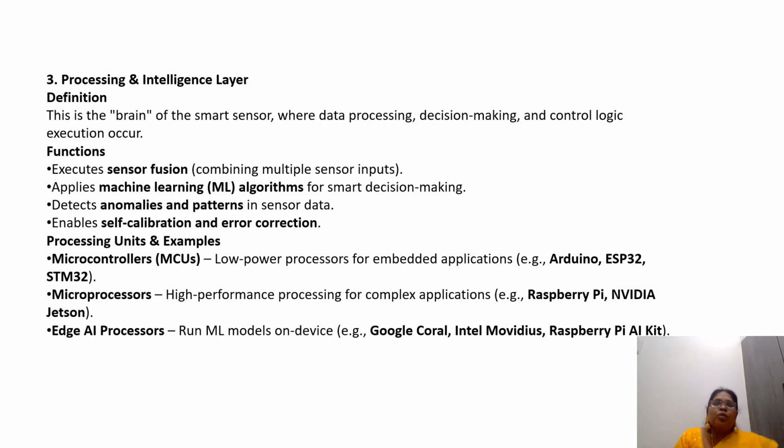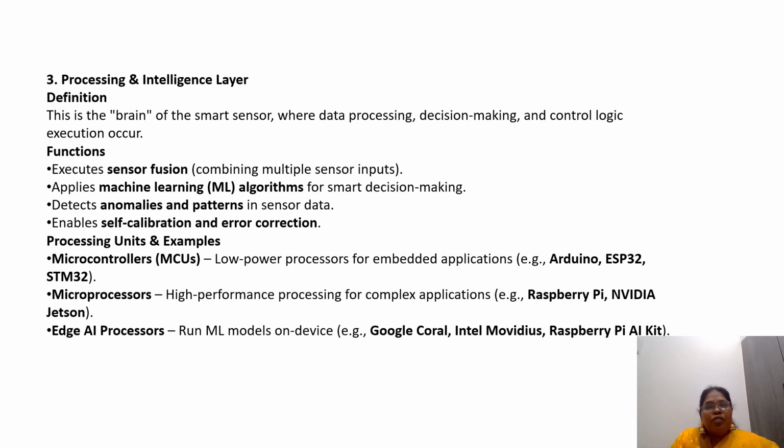And next comes the processing and intelligent layer. The processing, in the sense, the microprocessor. So this is the brain of the smart sensor, because it undergoes data processing and then decision making. Whether the sensor gets it correct or not, it will give some decision, because it has to give some control action to the next step. So this is the main part. If it doesn't work properly, it will not give a proper control action.